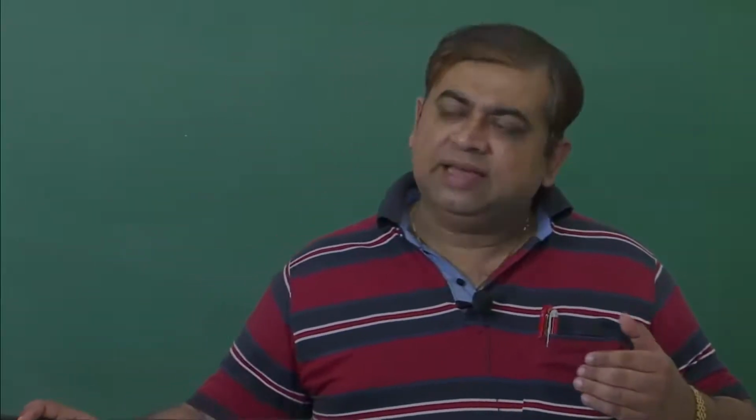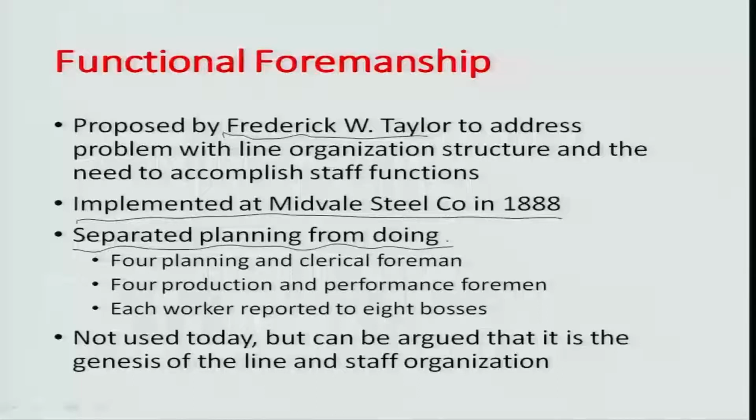But then again, this is the first time that one has evidence that there was a line organization structure being followed or set up by some corporation. So, there were 4 planning and clerical foremen and 4 production and performance foremen, and each worker would report typically to 4 plus 4, 8 bosses.